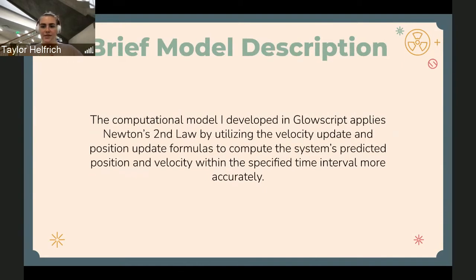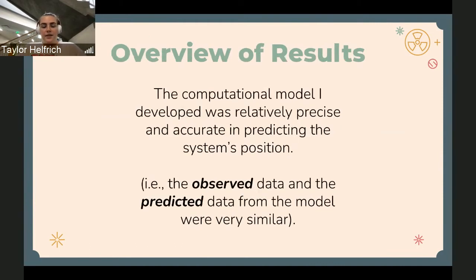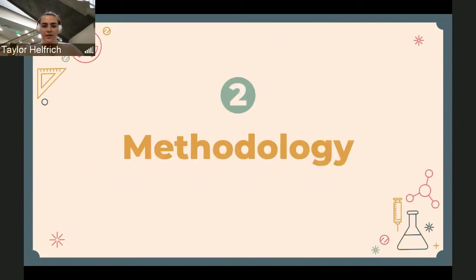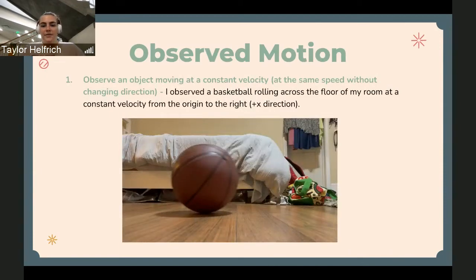And so a quick description of the model is that I developed it in GlowScript, and it applies Newton's second law by using the velocity update and position update formulas to compute the system's predicted position and velocity more accurately in the specified time interval. So a quick overview of results is that the computational model was very precise and accurate in predicting the system's position. A little bit of the methodology: first, I just observed a basketball rolling across the floor of my room, and took a video to see the constant velocity from the origin to the right in the positive x direction.